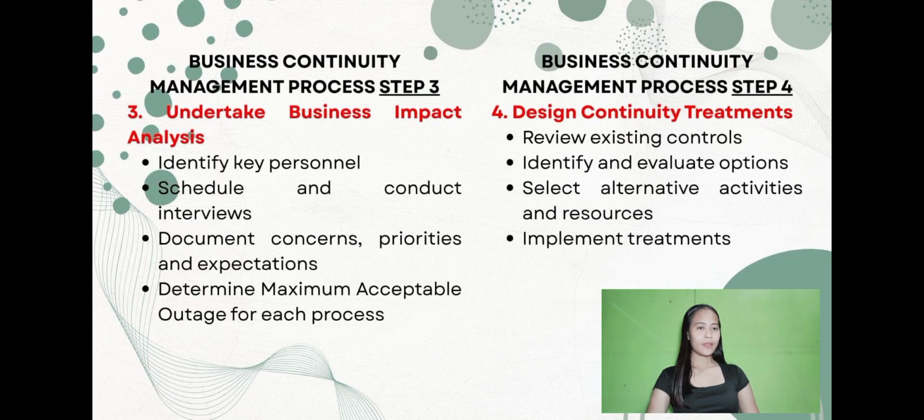Step 3. Undertake business impact analysis. So, it identifies key people, gathers information, documents issues, and determines how long each process can be down. Step 4. Design continuity treatments. So, it reviews controls, finds solutions, chooses backup methods, and implements them.